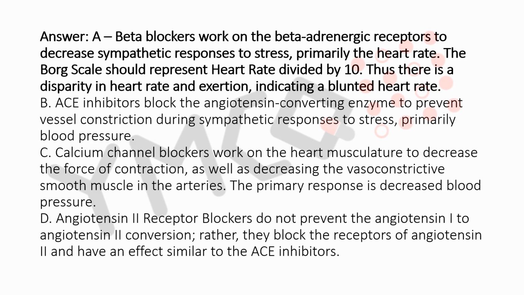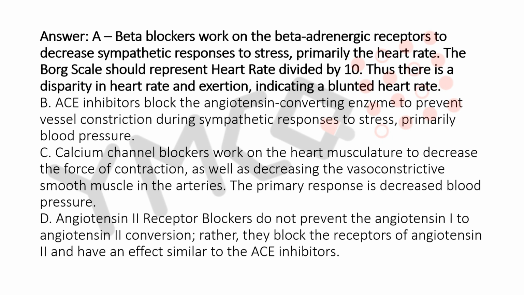Option B, ACE inhibitors block the angiotensin converting enzyme to prevent vessel constriction during sympathetic responses to stress, primarily blood pressure. Option C, calcium channel blockers work on the heart musculature to decrease the force of contraction, as well as decreasing the vasoconstrictive smooth muscle in the arteries. The primary response is decreased blood pressure. Option D, angiotensin 2 receptor blockers do not prevent the angiotensin I to angiotensin 2 conversion. Rather, they block the receptors of angiotensin 2 and have an effect similar to the ACE inhibitors.